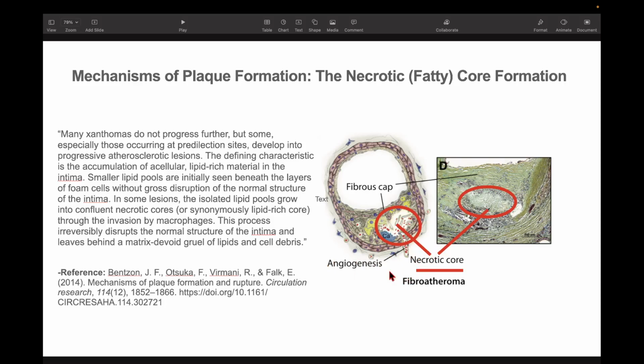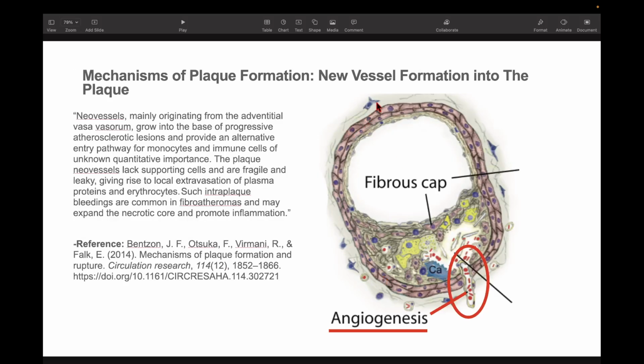Now what we're going to talk about, I think the next one's angiogenesis. So there we go: new vessel formation into the plaque. That's what angiogenesis is. I'm going to read the quote here. Neovessels, mainly originating from the adventitial vasa vasorum. Remember, the adventitia is the outer connective tissue layer of the artery. They grow into the base of progressive atherosclerotic lesions and provide an alternative entry pathway for monocytes and immune cells of unknown quantitative importance. The plaque neovessels lack supporting cells and are fragile and leaky, giving rise to local extravasation of plasma proteins and erythrocytes. Such intraplaque bleedings are common in fibroatheromas and may expand the necrotic core and promote inflammation.